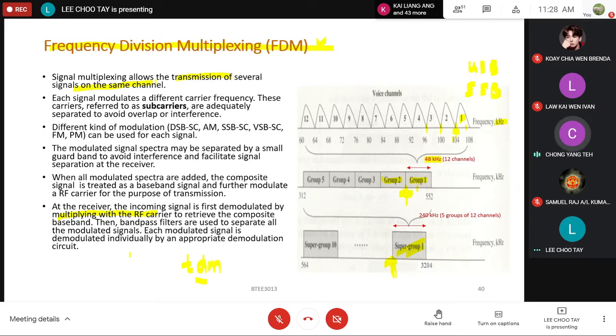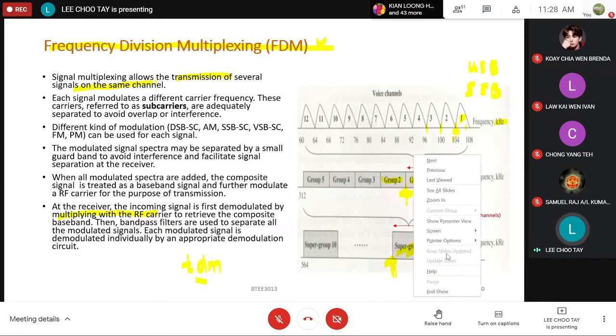Can you repeat the receiver part? Oh, the receiver part. Okay, receiver part again. Maybe I start with the transmitter side.